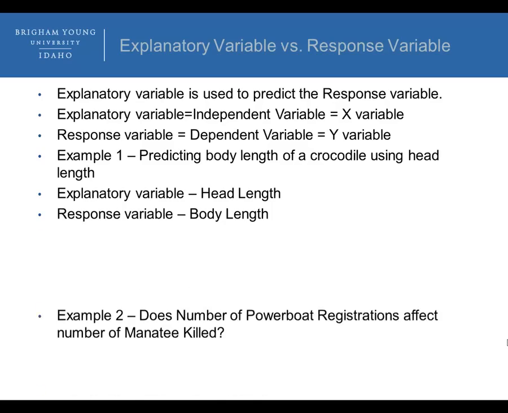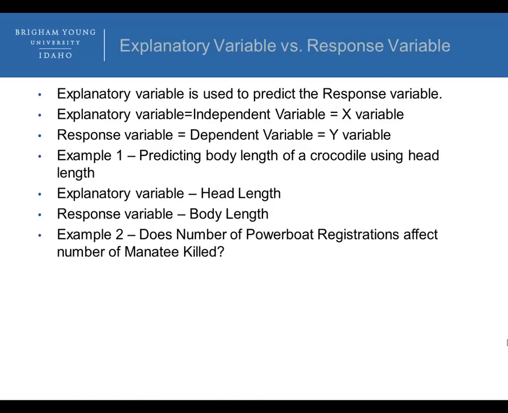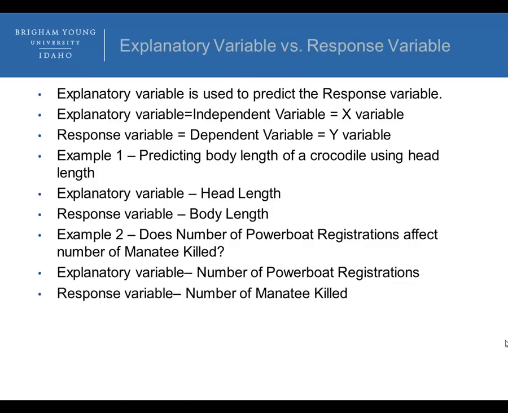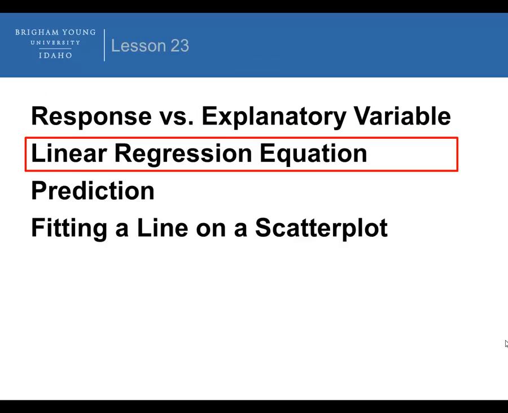The second example, and both of these are in the online textbook: does the number of powerboat registrations affect the number of manatees killed? We're trying to predict the number of manatees killed based on the number of powerboat registrations. So the explanatory variable is the number of powerboat registrations, and the number of manatees killed is the response variable. We need to know the difference between the two because the next item deals with the linear regression equation.